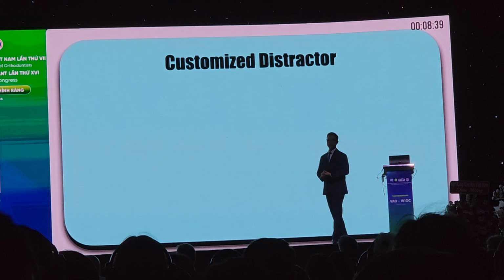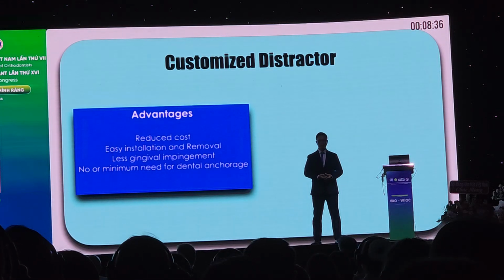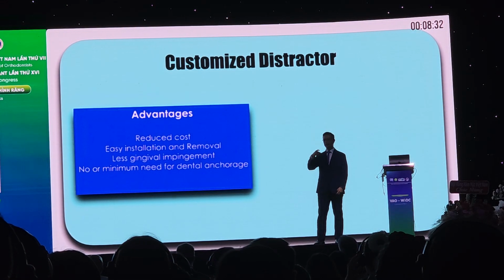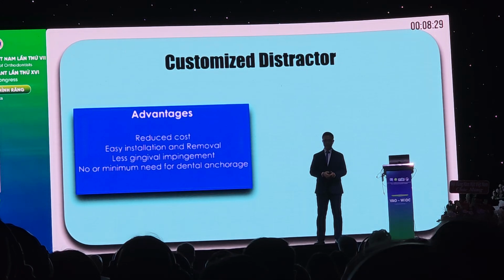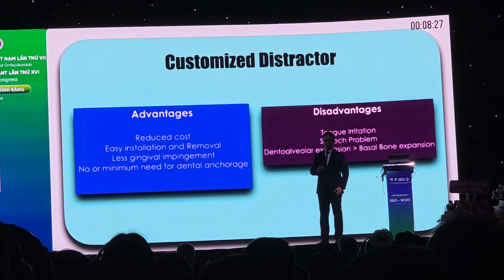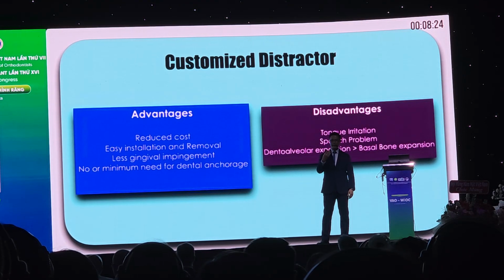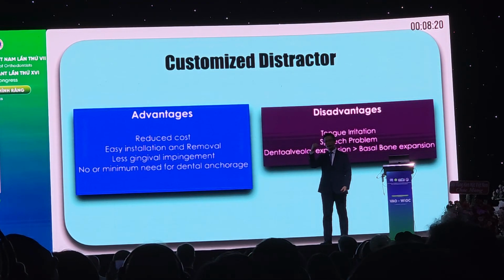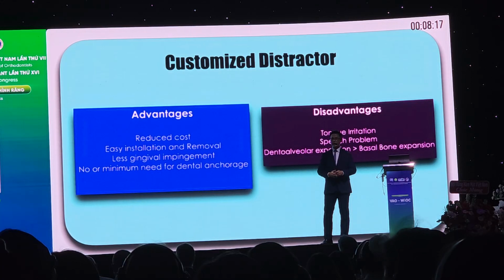So this customized expander, what's the advantage? It's reduced cost, easy installation and removal. You don't need a second surgery to remove. Simply just unscrew the mini screw and then you can remove it. However, the disadvantage is still in the lingual side: tongue irritation, speech problem, and if you do not plan well, then the mini screw can actually hit the root and you can cause some root damage.